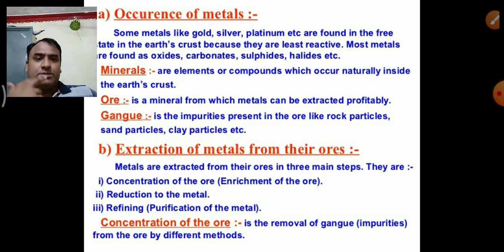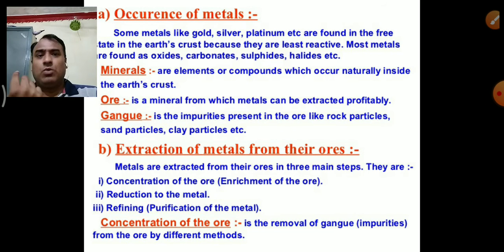Okay, minerals, what are minerals? Minerals are those compounds which occur naturally inside the earth's crust, or you can say minerals are those compounds which are present in the earth's crust and which are required for growth directly or indirectly. Iron, magnesium, calcium, potassium, these are required by the body for growth and development.